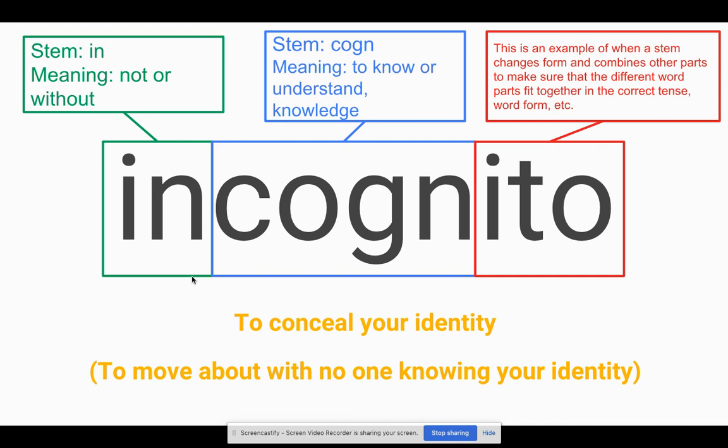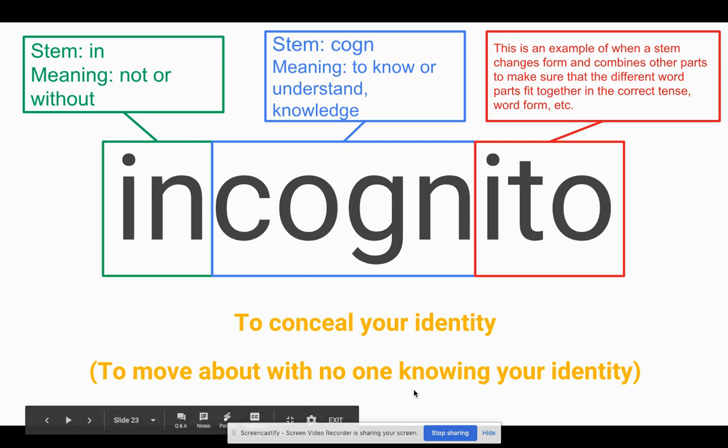Now, there's not a lot in this word when you think about the stems that helps you think about this idea of concealing your identity, right? But we do know that the stem in means not or without. The stem cog means to know or understand or knowledge. So you say no knowledge, you would have no knowledge of someone's identity. So you would move about with no one knowing your identity.